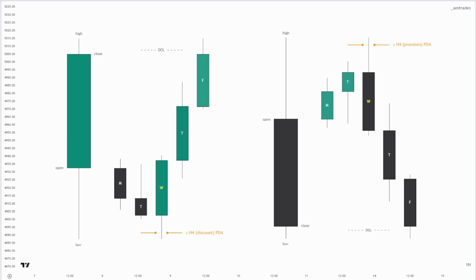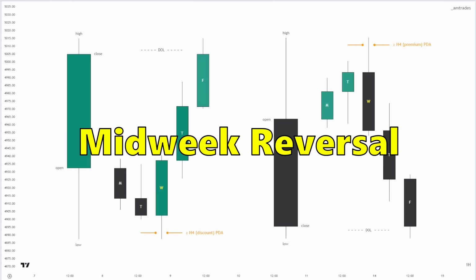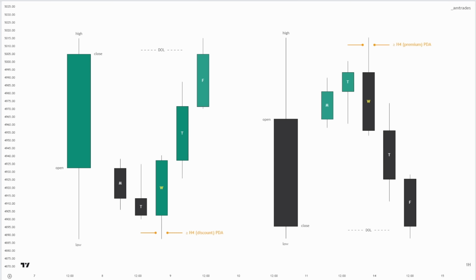The next profile we're going to cover is the midweek reversal. This is when Wednesday forms a reversal and price expands away from that point for the remainder of the week. On the left here is an example of a bullish midweek reversal. The weekly candle is an open, low, high, and close with the anticipation that the closing price will be near or at the high of the week.